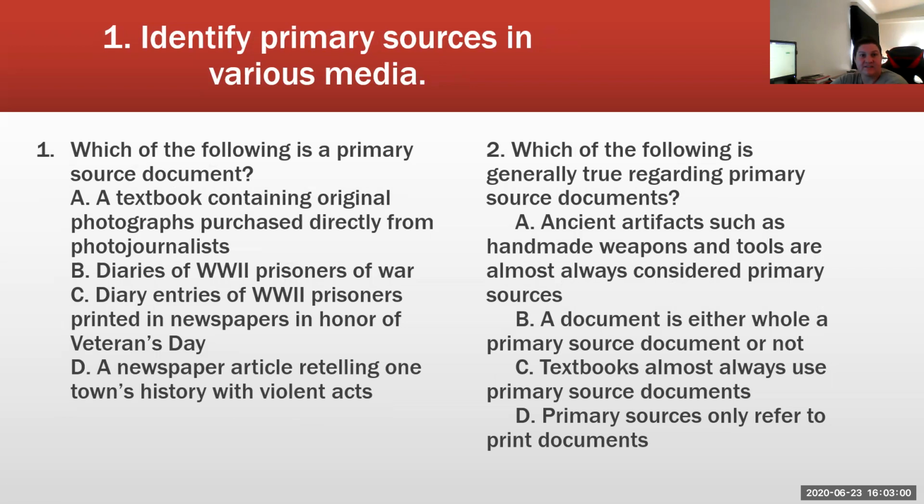A, a textbook containing original photographs purchased directly from a photojournalist; B, diaries of World War II prisoners of war; C, diary entries of World War II prisoners printed in newspapers in honor of Veterans Day; or D, a newspaper article retelling one town's history with violent acts. So let's, oh, I'm not even on the right page of my book. I apologize. Let's look at these options.